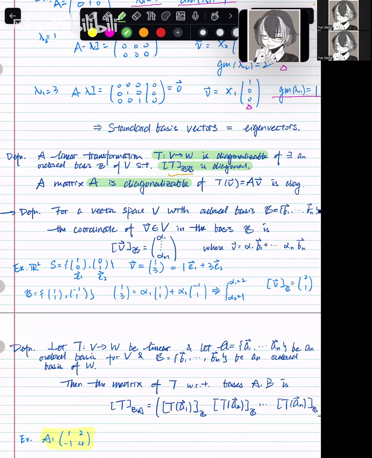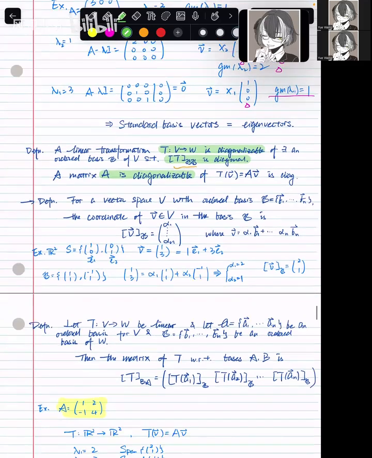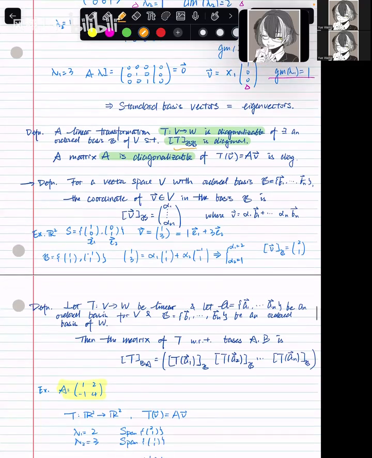And we all know that linear transformations are associated with the matrix A. And we say this matrix A is diagonalizable if T(v) equals Av is diagonalizable. Okay, so there's a new notation, this T_BB. What does that mean? So let's look at the definition.